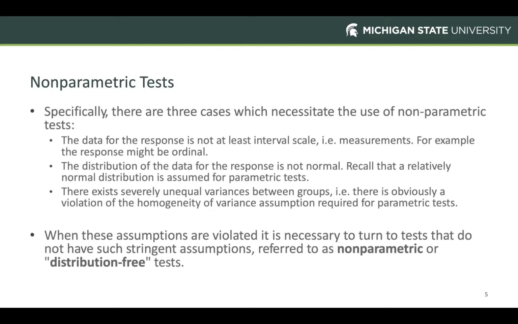Now, the consequence of that is basically going to be that they're not as powerful as the parametric alternatives. And so if those assumptions are met, you should go with the parametric test. And so this is basically for those circumstances where that's not the case. Now, with that being said, as I noted, you can apply these even if those parametric assumptions are met. Your test will just not be as powerful, which means it will be more difficult for us to reject the null hypothesis when it actually is false.